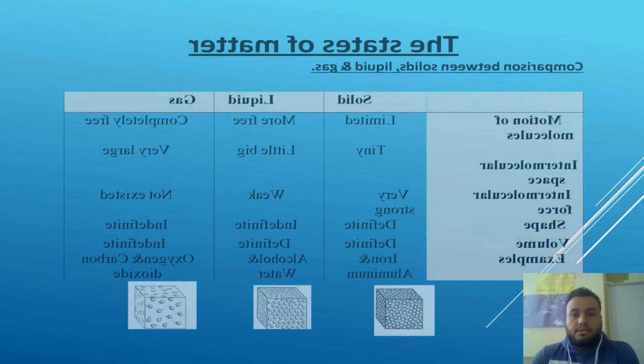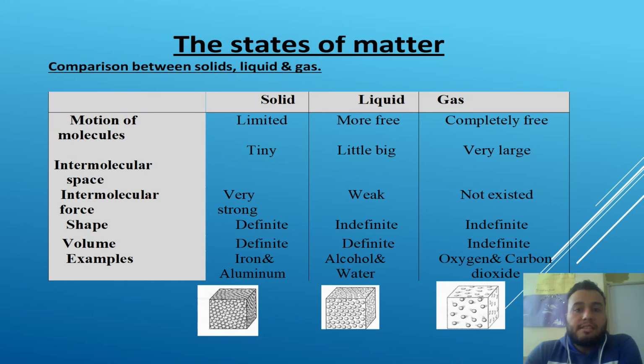Next, we will talk about the states of matter. We said in Junior 4 that we have matter. Any matter can be found in a solid, liquid, or gas state. So now we will make a comparison between solid, liquid, and gases. Number one, according to the motion of molecules: in solid, it's limited; in liquid, more free; in gas, it's completely free.